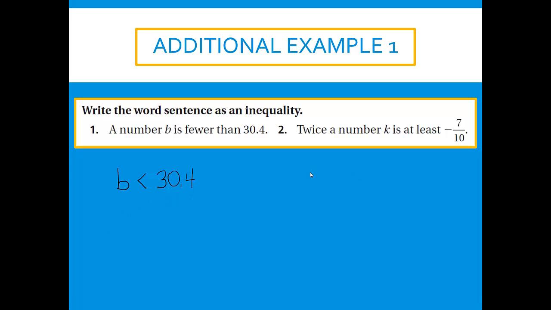For number 2, twice the number k is at least -7/10. So twice the number k would be 2k, and "is at least" would be a greater than or equal to symbol. And then we have -7/10. So 2k is greater than or equal to -7/10.